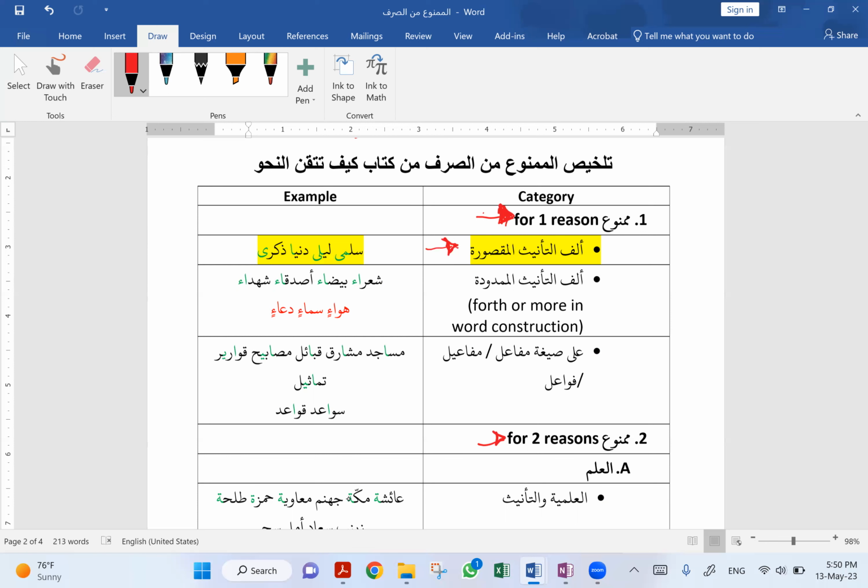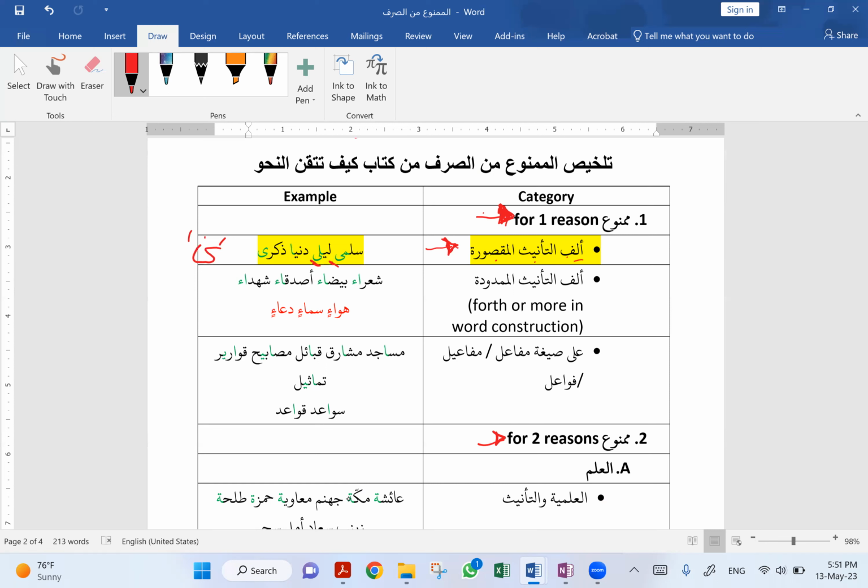So when something has alif at-ta'nith al-maqsura, what this means is just this alif maqsura that we know, this ending, but it has to be feminine. When this alif maqsura is feminine, then it's partly flexible, then it's mamnu' min as-sarf. But any alif maqsura does not make something mamnu' min as-sarf. So there's just the normal alif maqsura, and then there's alif maqsura that is feminine. The alif maqsura that is feminine is the one that makes words partly flexible.